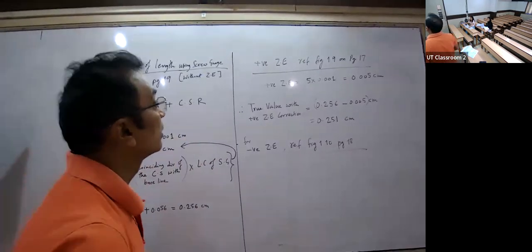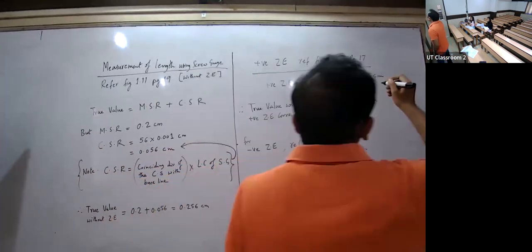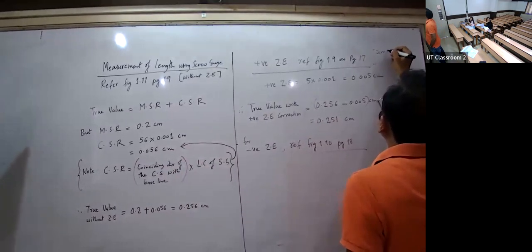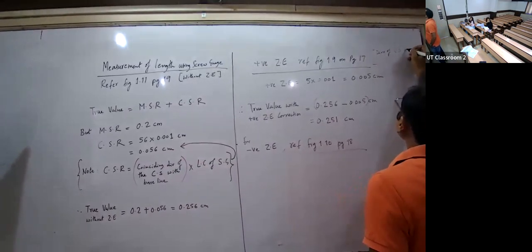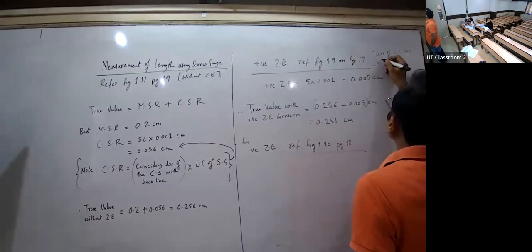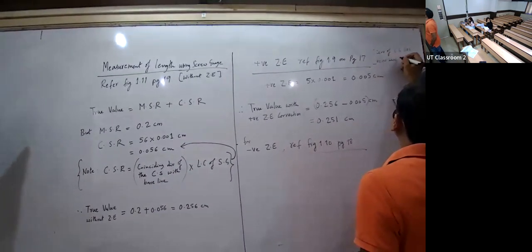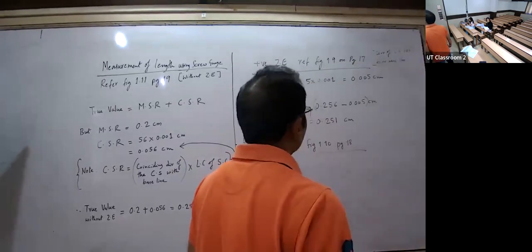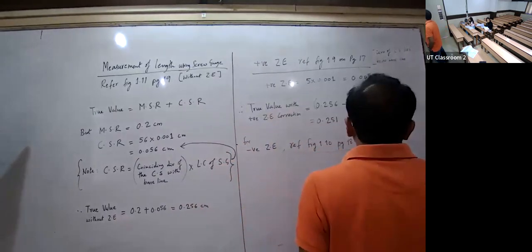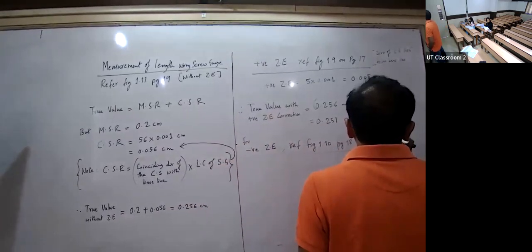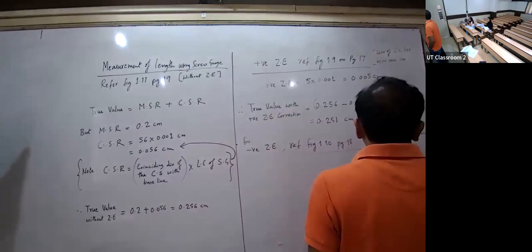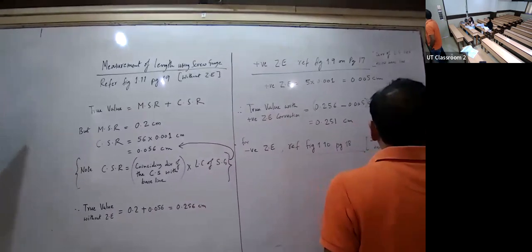Write that down here. Zero of circular scale lies below base. Then it is positive zero error, when you fully close the screw, right? In this case, zero of circular scale lies above base. This is how you will identify.